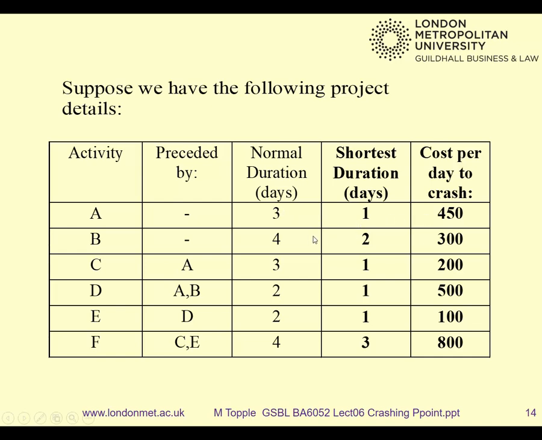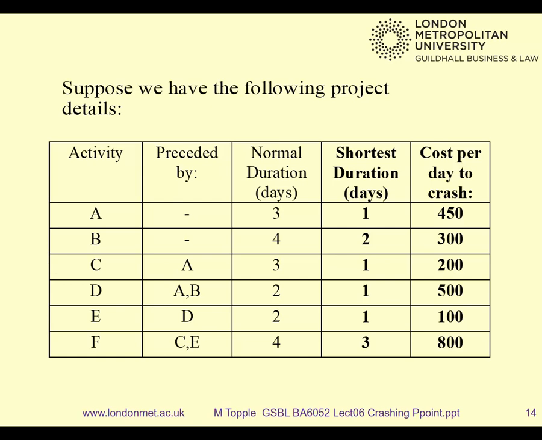£900, yes. Whereas activity B, 4 days to 2 days, at £300 a day. In other words, £600 to get it down to 2 days. And some tasks can only be crashed by 1 day, and it's not uncommon to find some tasks that can't be crashed at all. There aren't any here, but there are in some of the examples that you'll see later in your seminars. So there we go. That's the new information, those last 2 columns.